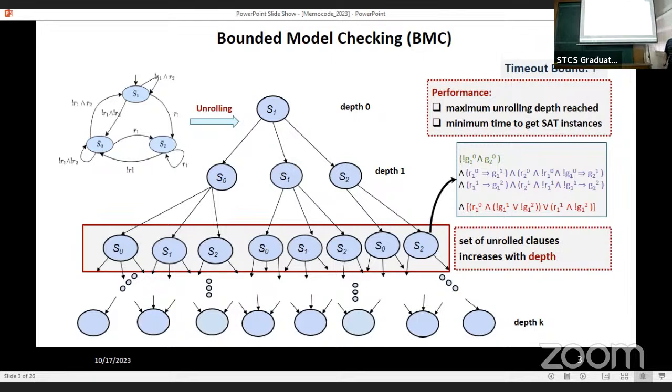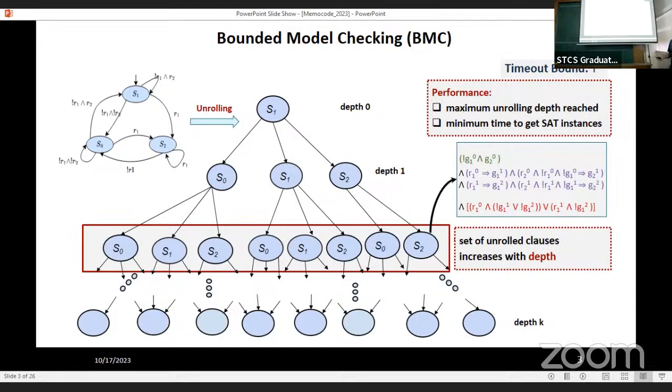So how fast could it find a counterexample? That is one of my performance metrics. When you say get a SAT instance, you mean solve the SAT instance, right? For me, I'm just the bounded model checker, so get a counterexample. Yeah. So indeed, internally, yes, get a SAT instance.